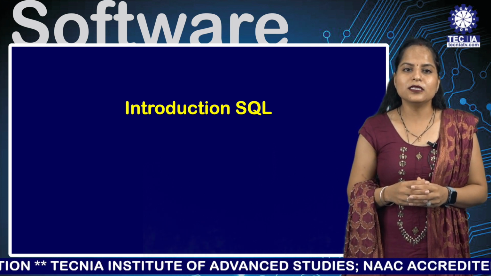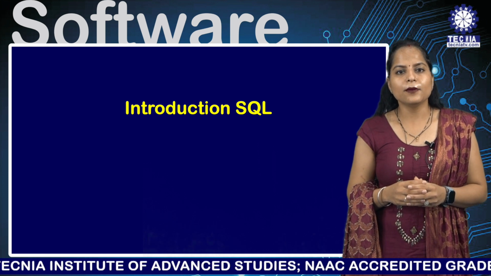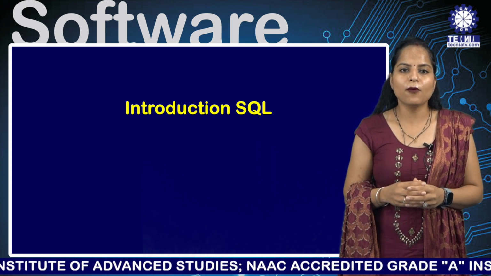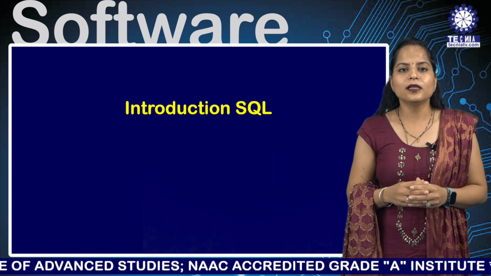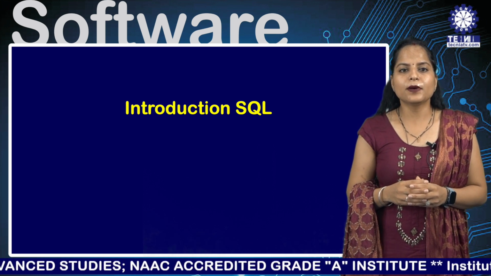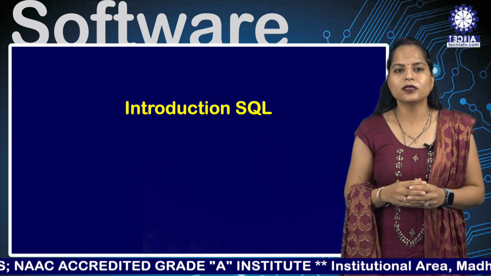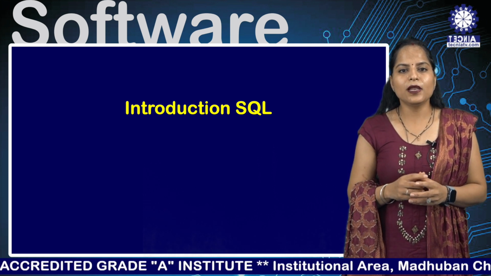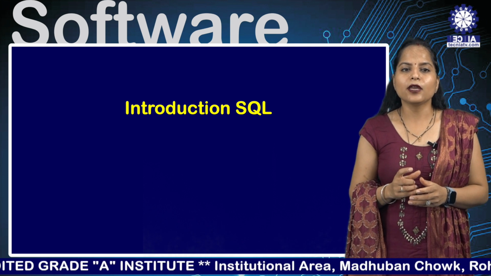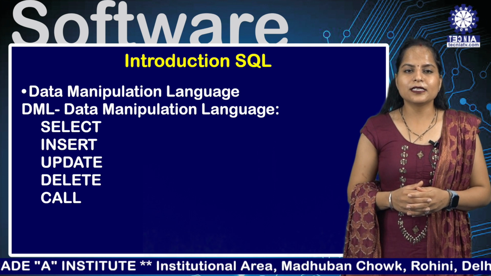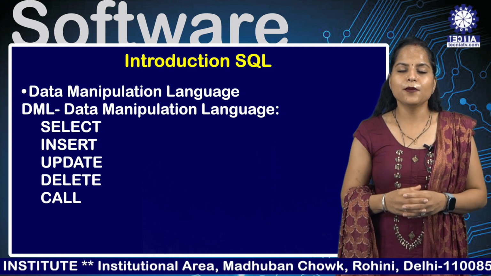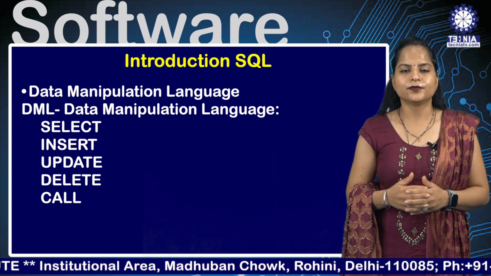Now next one is how to delete a table. At that time you have to use the drop command, drop table and the table name. Alter table means you have to modify or add something in your table: alter table, table name, add, and specify the column name. Next is DML, Data Manipulation Language.